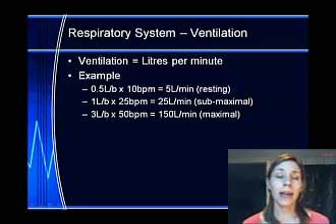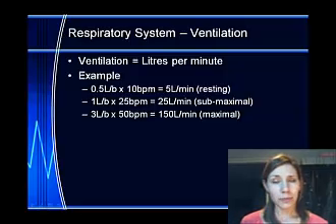So you're looking at how many litres you breathe, but per minute this time. I've got some equations there. It looks a little bit confusing, but just bear with me. The first example there is you've got 0.5 litres of air per breath times 10 breaths per minute, and that will equal 5 litres of air per minute. And that's just when you're resting.